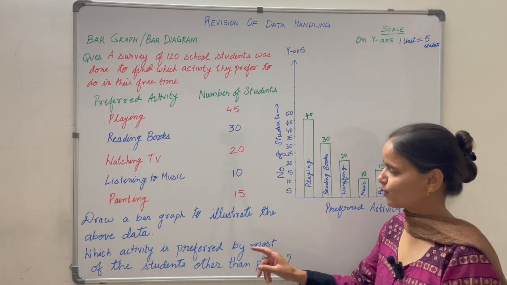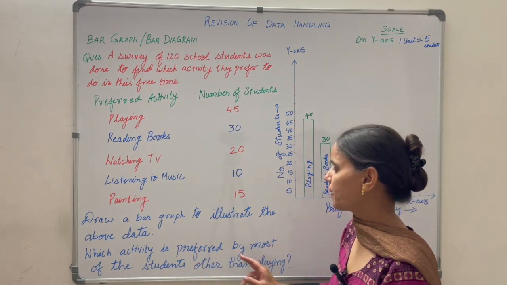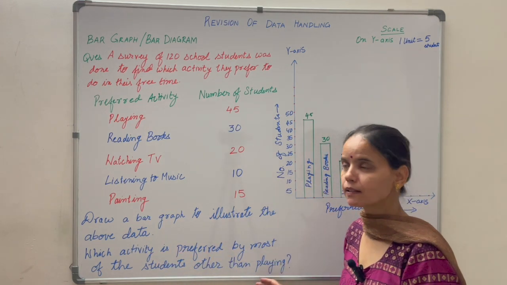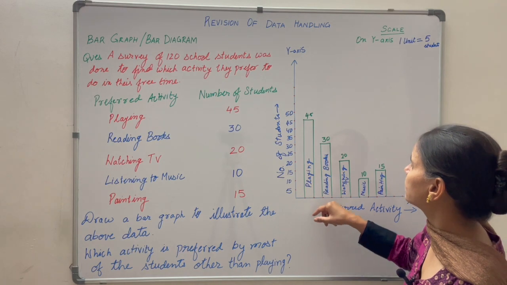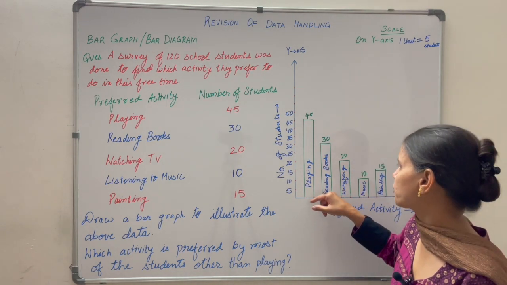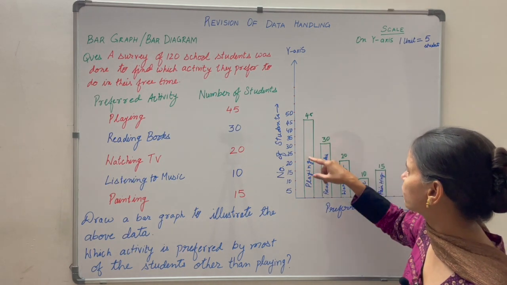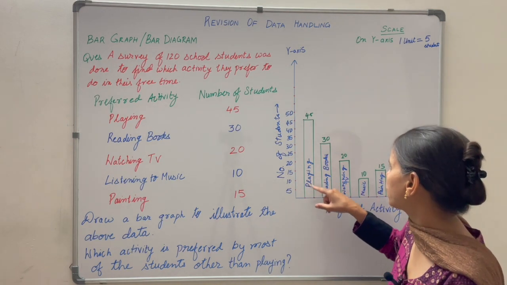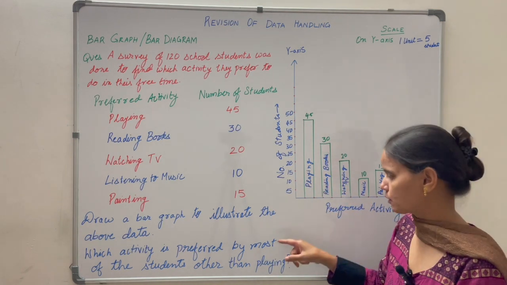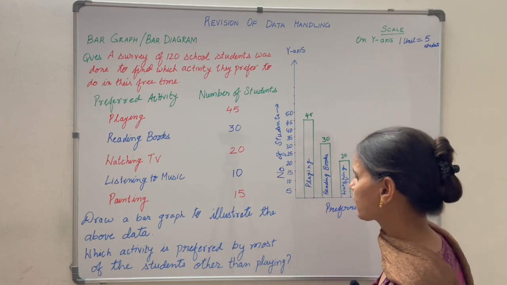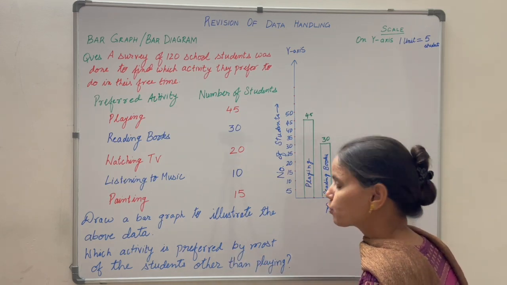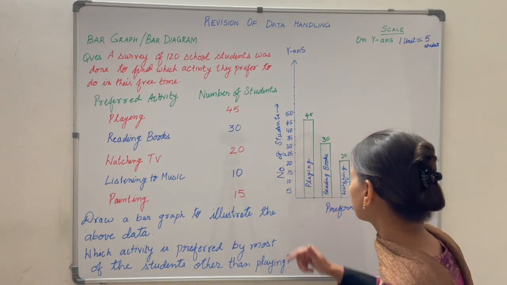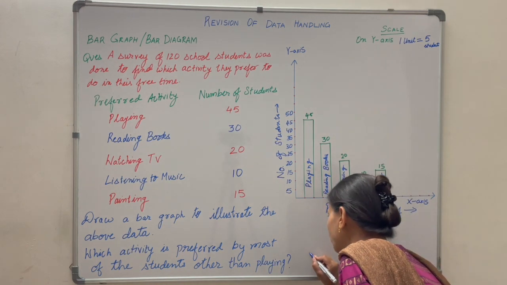Now let us take this question. Which activity is preferred by most of the students other than playing? You can clearly see the length of the bar gives you the information. So here 45 is the maximum for playing. After that it is reading books. So the answer for this question, which activity is preferred by most of the students apart from playing? It is reading books.